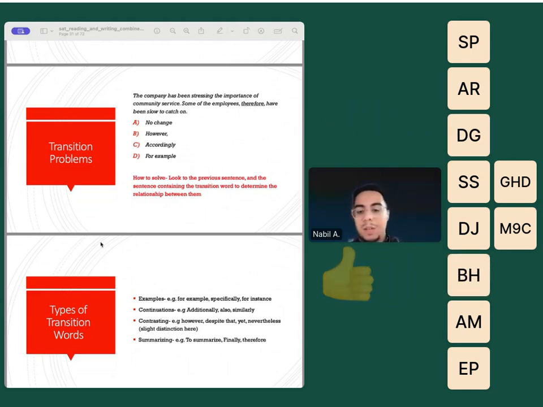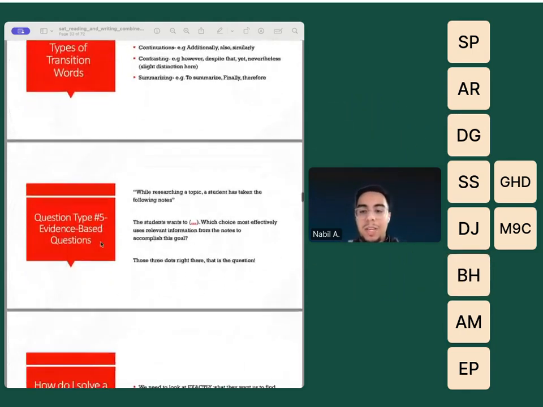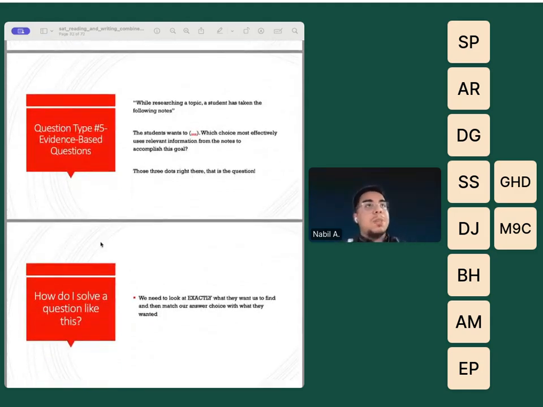All right, awesome. So it looks like everyone's ready, and this is our last question type. By the way, in the SAT reading and writing, there are going to be 2 modules in the actual test, with each module having 27 questions. So you'll usually see these types of questions at the end of the module.